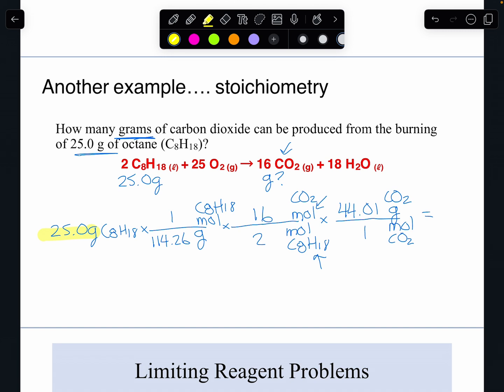So how I would do this mathematically is I would take the 25, I'd multiply by 16, multiply by 44.01, get an answer, divide by 114.26, get an answer, divide by 2, get an answer. There's many ways to do this. So if you try a different way and you get the right answer, as long as you're doing it correctly, that's all that matters.